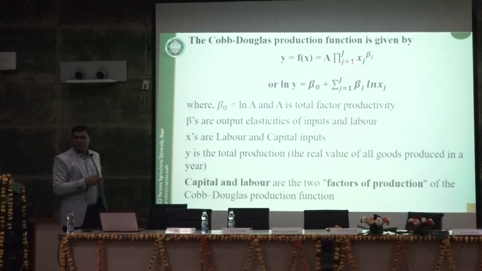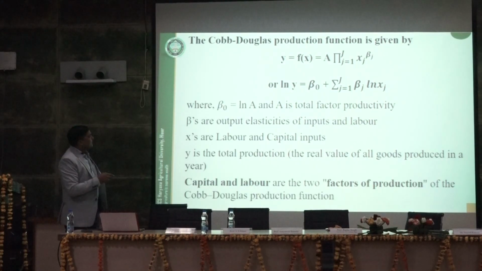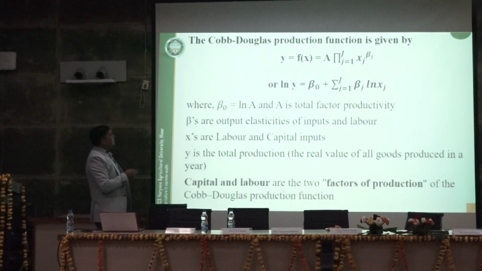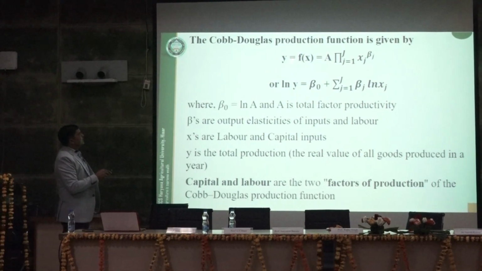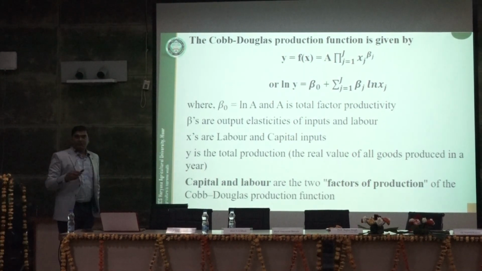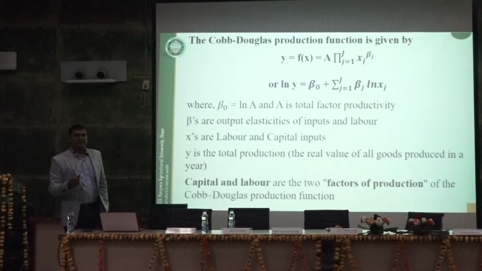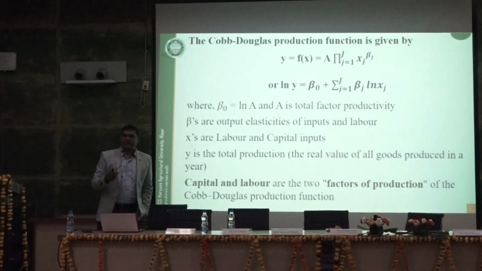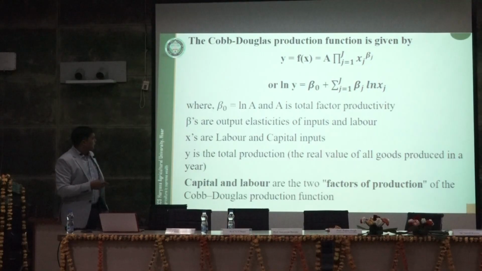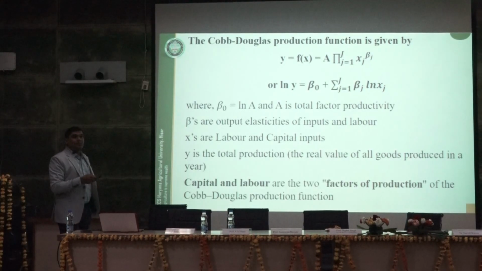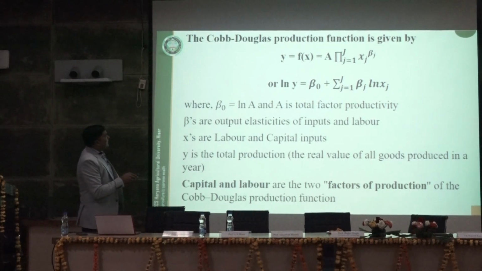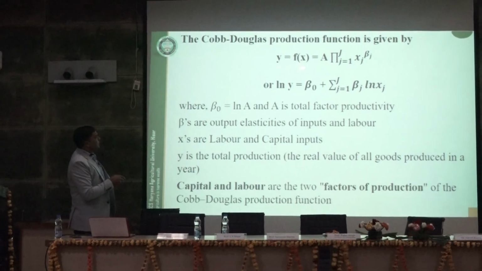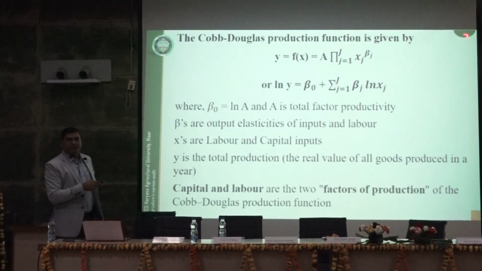This is the functional form of the Cobb-Douglas production function. And this y means your output variable. This y is the output variable, and this f(x) means the function of the x's. The x's mean the inputs. So input may be your labor, or input may be your capital. So this is the functional form of the Cobb-Douglas production function.